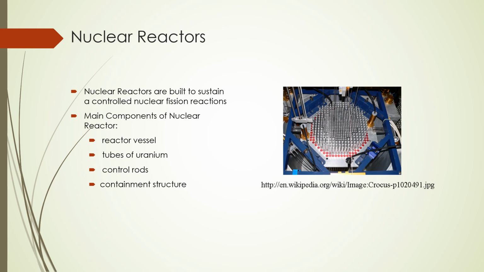So the main components of a nuclear reactor: we've got the reactor vessel, we have tubes for uranium, and we have control rods, and then we have the containment structure. And this is the most important thing in the reactor, because if this system is not perfect, you're going to have a leak of radiation, and also an explosion can happen. This video is just showing you the reactions inside of the nuclear reactor.